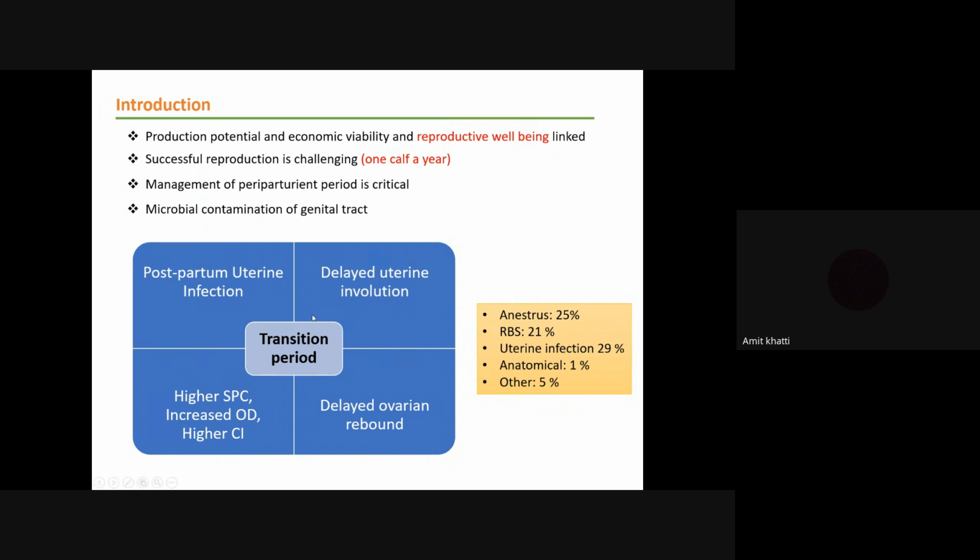In this sketch or diagram, we can see what the possible consequences over the animal's reproduction will be if the animal develops postpartum uterine infection during the transition period. Due to the uterine infection, the involution process, or clearing of the uterine debris, placental parts or fetal remnants, will be delayed. So ultimately uterine involution will be delayed. If uterine involution is delayed, subsequently the ovarian rebound or resumption of ovarian function will also be delayed. So the postpartum estrus onset will be delayed.